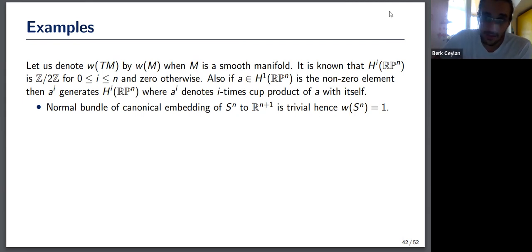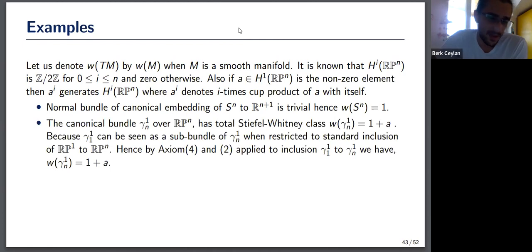The canonical embedding of S^n has a trivial normal bundle. So the class of S^n is equal to 1. So by the Whitney duality theorem, the Whitney class does not distinguish between the trivial bundle over S^n and the tangent bundle of S^n. The canonical bundle over RP^n has total class 1 plus a, where a is the non-zero element in first cohomology.